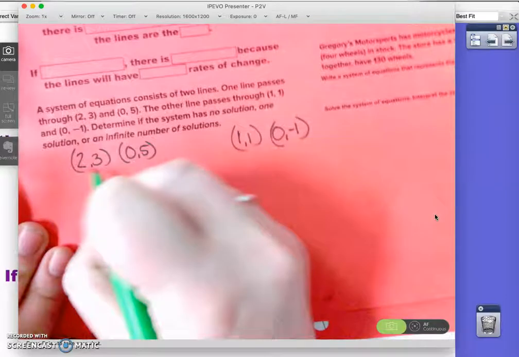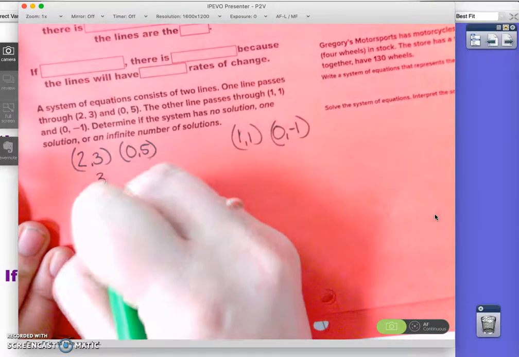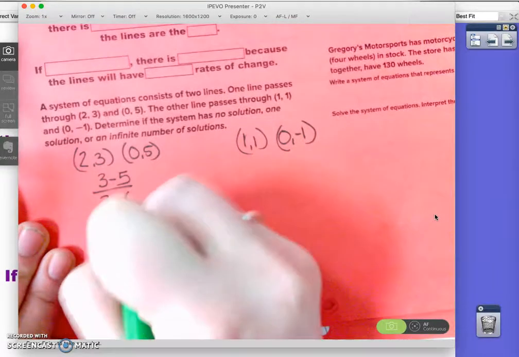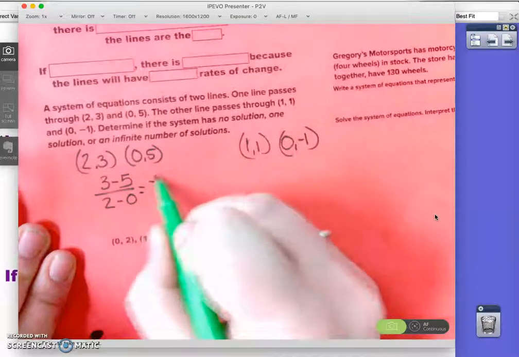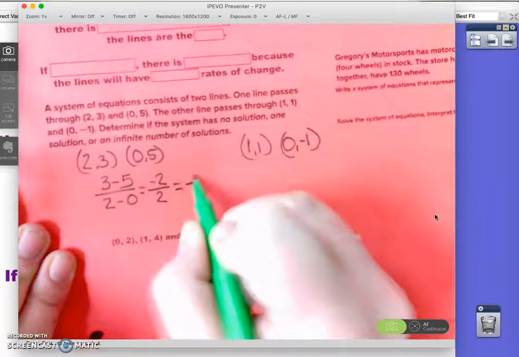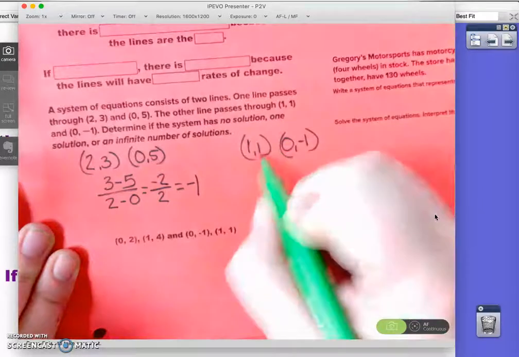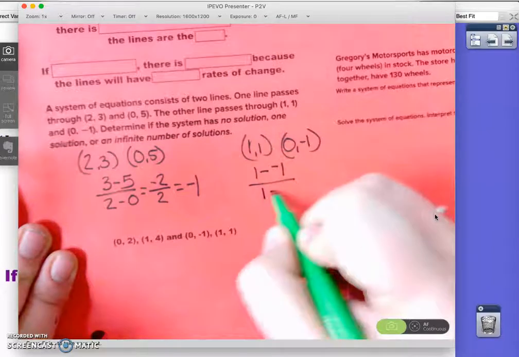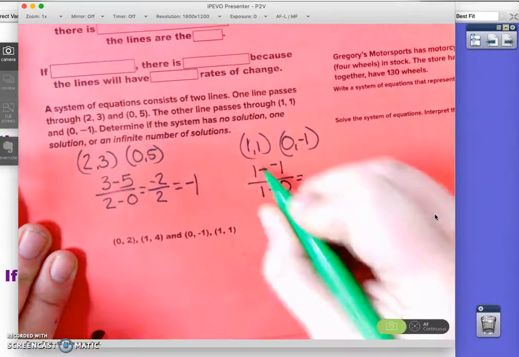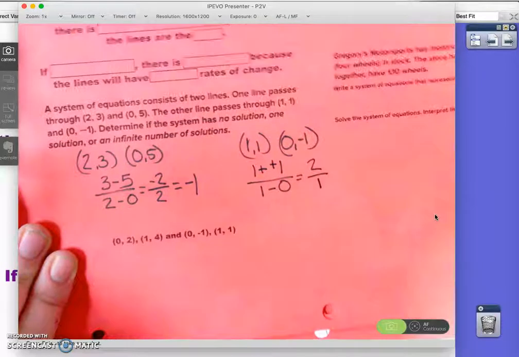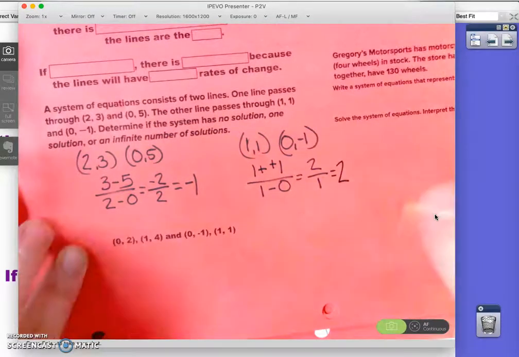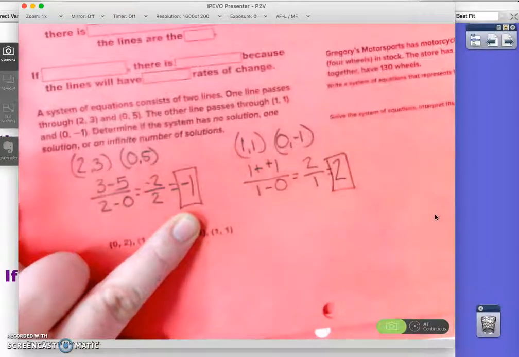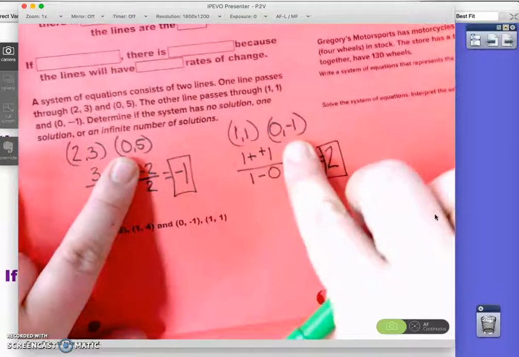So first we have to figure out what the slope is. We're going to subtract the y's, 3 minus 5 on top, 2 minus 0 on the bottom. So negative 2 over 2 equals negative 1. And then I'm going to do the same over here. 1 minus a negative 1 and 1 minus 0. So this becomes 2 and this becomes 1. This is 2. So our slopes of our two lines are different and they have different y-intercepts.